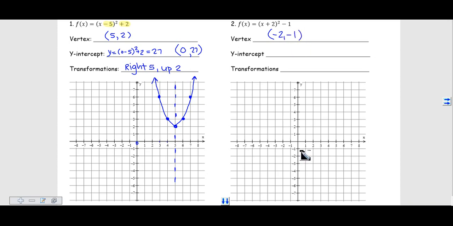I'm going to go ahead and put that on my graph. And as I'm putting it on the graph, I'm going to talk about where I'm moving. If I start at (0, 0), in order to graph that point, I have to go left 2 and down 1. Those are my transformations. Left 2, down 1.